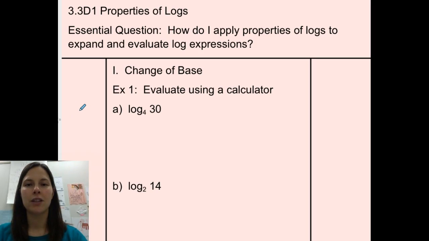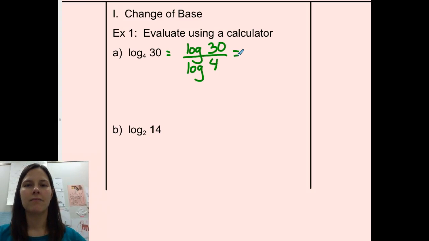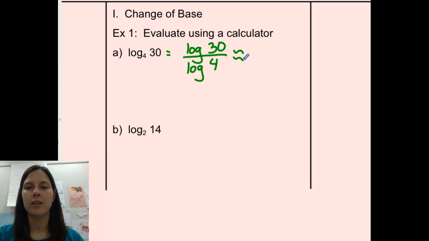As I mentioned, today we're going to be looking at properties of logs to expand log expressions as well as evaluate logs. Starting off with our change of base, we cannot evaluate log base 4 of 30 exactly. 30 is not a power of 4. So we will do log of 30, our common log, so we can punch that in our calculator, over log of 4. Again, in the original log, 30 is higher than 4, so 30 goes in the numerator and 4 goes in the denominator. When you use your calculator to evaluate this, you get about 2.453.